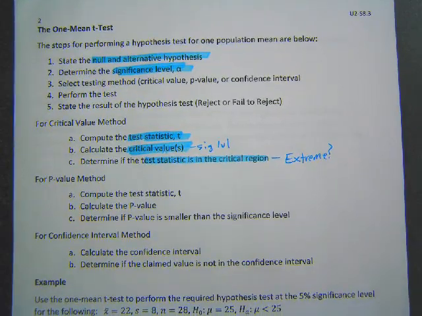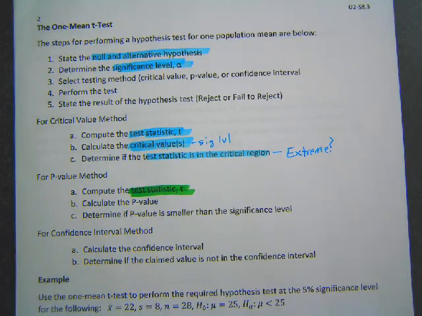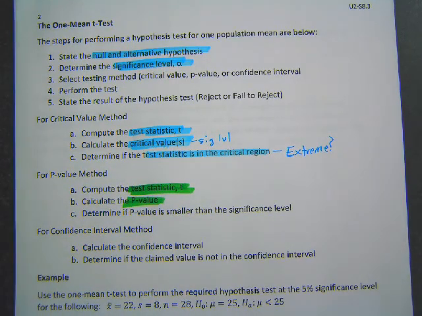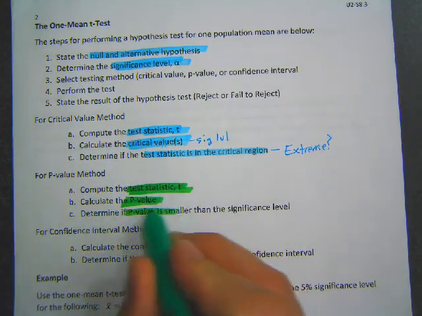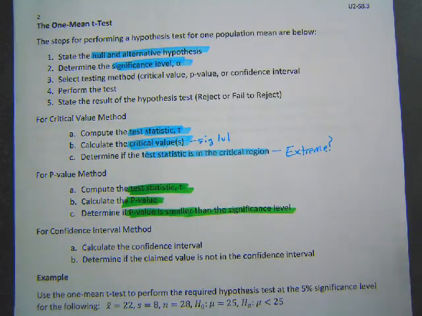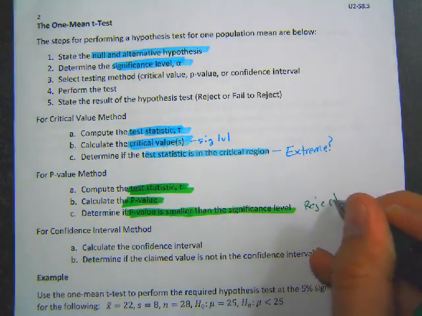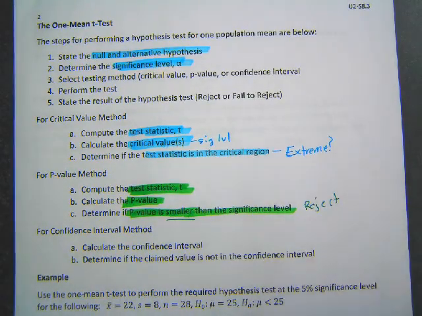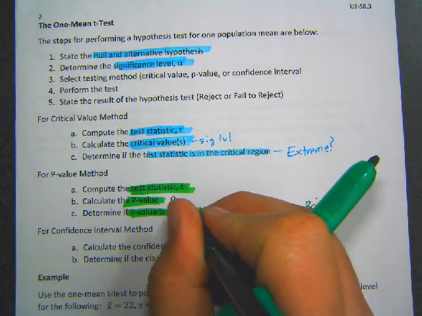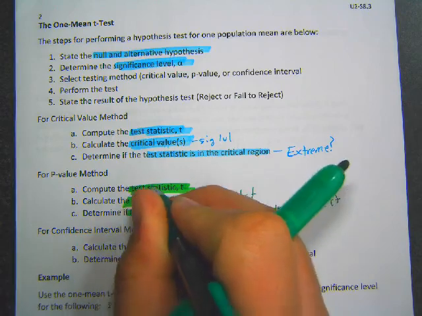We have the p-value method. Again, with the p-value method, we still have to find that test statistic because we use the test statistic to get our p-value. The p-value is the probability of getting a value beyond that test statistic. And if the p-value is small, remember, if the chances are small, smaller than the significance level, that's when we reject. So again, we get the p-value from the test statistic.